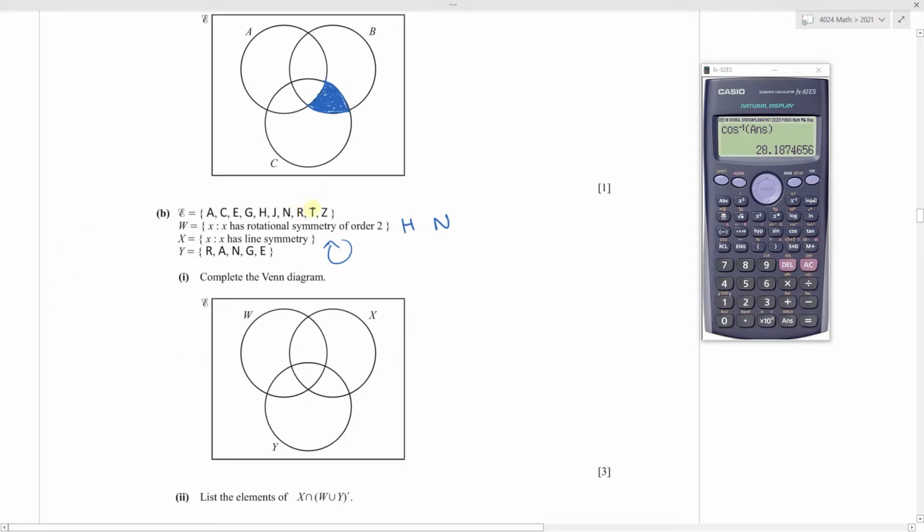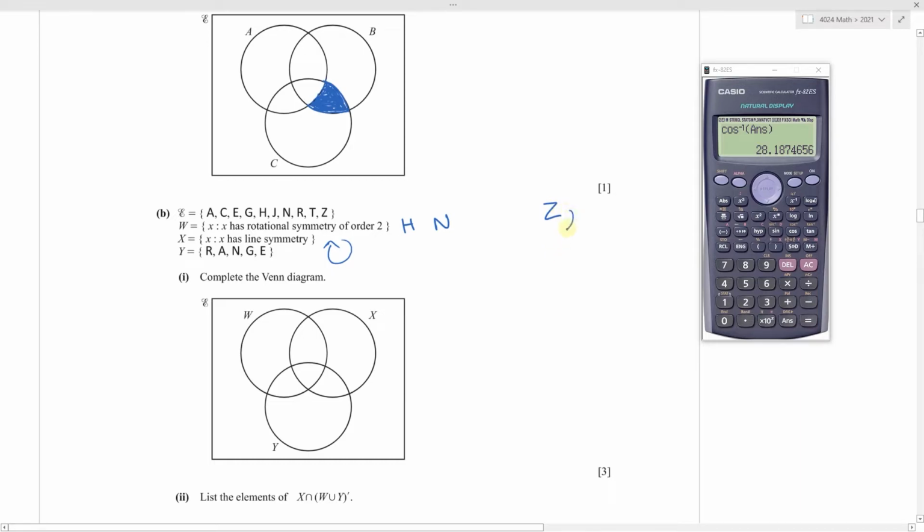R doesn't look like it. T will be like this, then this, this, this, and this. So yeah, it also has rotational symmetry of order 1. Z is also like N, so it will be Z.